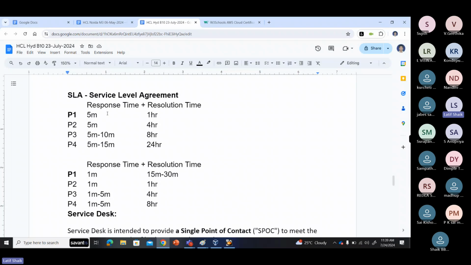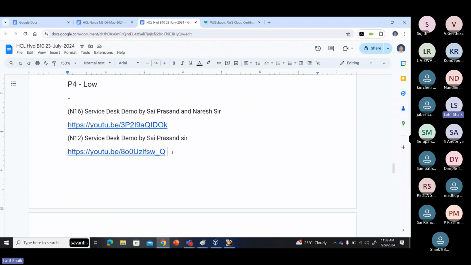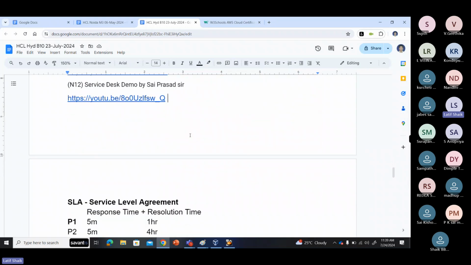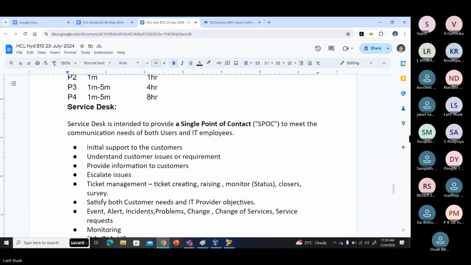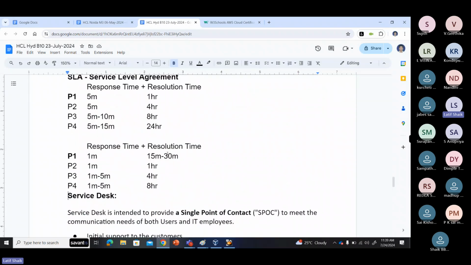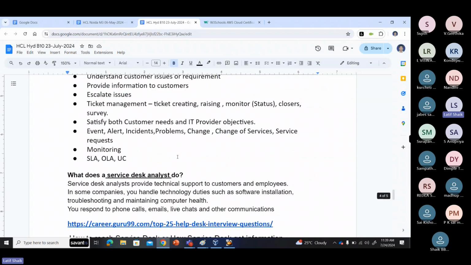If you have not already watched them, please watch these two YouTube videos. There it is explained about types of tickets, priorities, and impacts. Let's understand the priority levels, impact, resolution time, and response time.